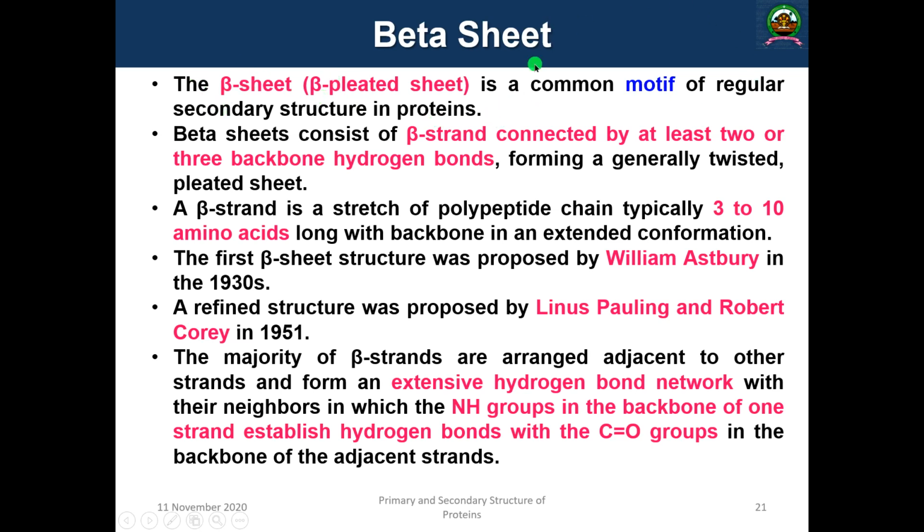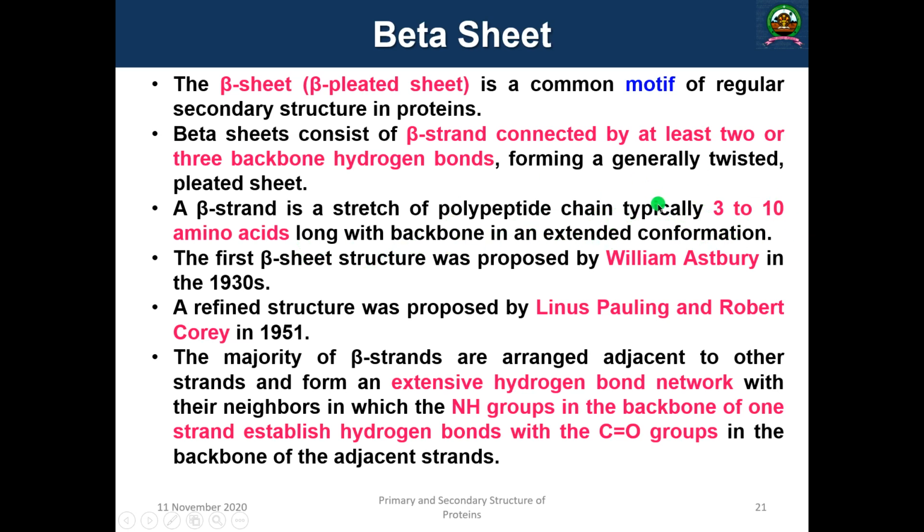Okay, so it's another common motif. Small stretches of highly conserved amino acids are known as motifs of a regular secondary structure of the protein. The beta sheets consist of beta strands connected by at least 2 or 3 backbone hydrogen bonds, forming a generally twisted, pleated sheet. That is known as twisted, that is known as pleated. Okay, so a beta strand is a structure of a polypeptide chain, typically 3 to 10 amino acids long, with a backbone in an extended conformation.